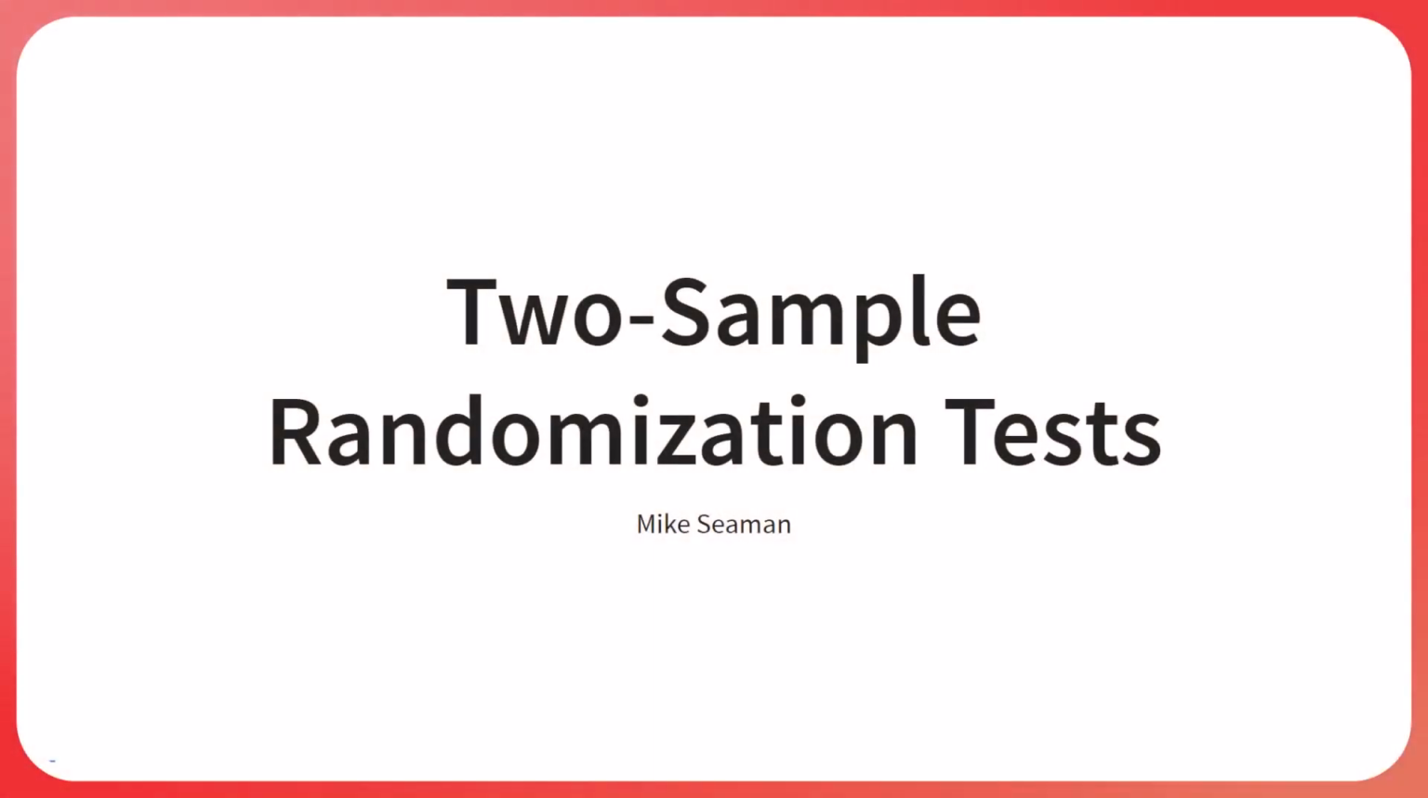This video series is about inferential methods when you have multiple samples and a quantitative response variable. In the videos so far in this series, I have looked at 3 different two-sample randomization tests. In this video, I want to summarize what we have learned from these videos and give a general framework for two-sample randomization tests.